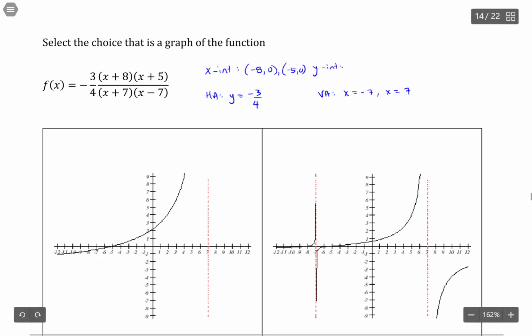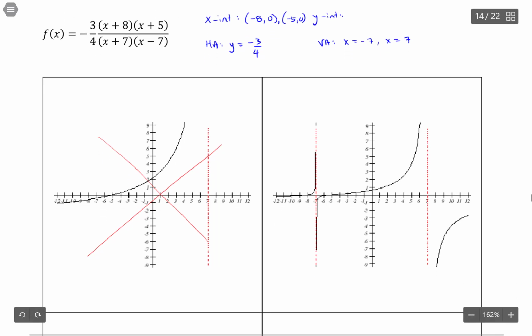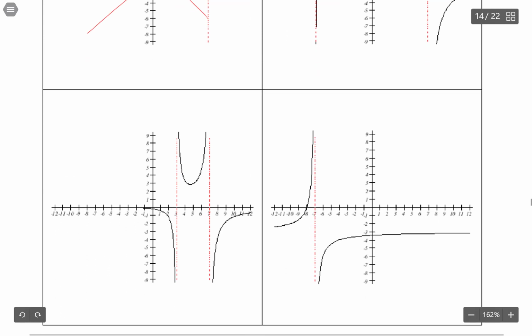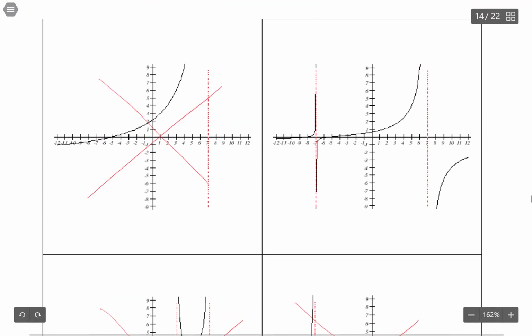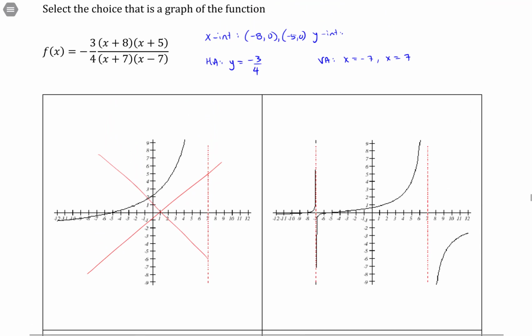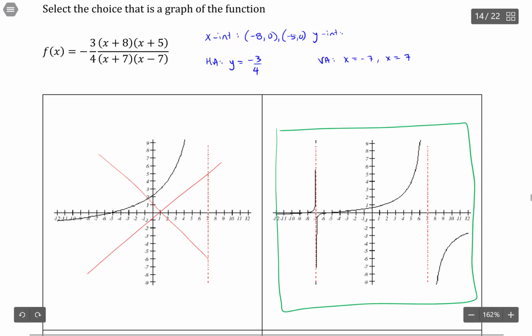Alright, so first off, I have two vertical asymptotes, so that already eliminates this one as a possibility. This graph looks fine. It's got the vertical asymptotes in the right locations. Let's go on to the next ones. This one does not have vertical asymptotes in the correct locations, nor does this one, which has just one. So that means this graph here has to be our correct answer.